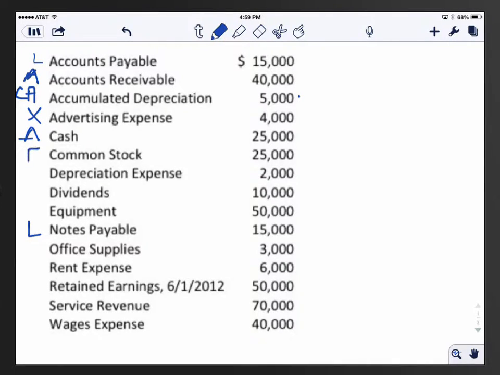Common stock, that's an equity account. Depreciation expense, you see I'm using X for expense, so don't get it confused with equity. Dividends, that's an equity account. Equipment, that's an asset. Office supplies, another asset. Rent expense, that's an expense. Retained earnings, that's obviously something that goes on the equity section of the balance sheet. Service revenue, hey, finally a revenue, that's handy. And then another expense. So I've identified for myself what these accounts are.